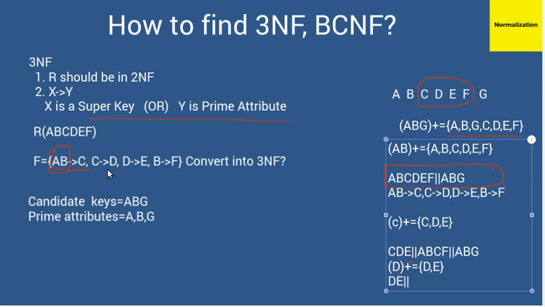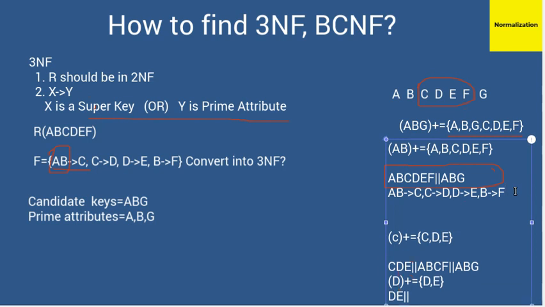And let's check the second one. C gives rise to E. Now you find the candidate key of this table. You will get AB as the candidate key, because you can see that AB gives rise to C, and with the help of C you get D, with the help of D you get E, and with the help of B you get F. So AB is the candidate key.